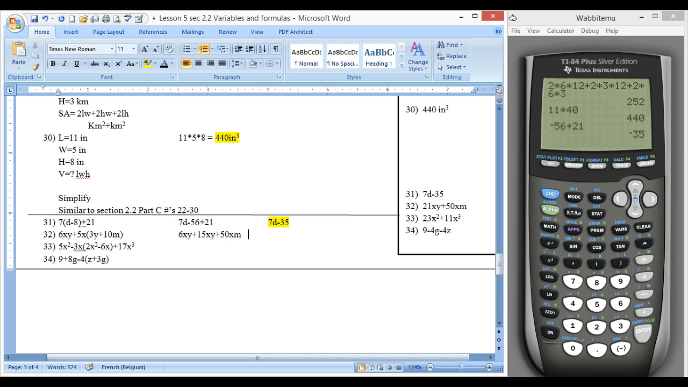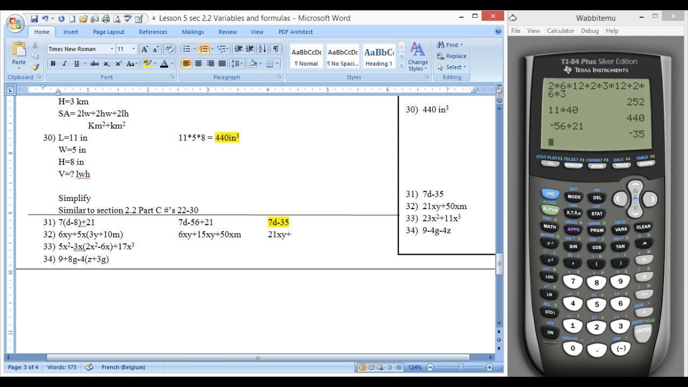Okay, now I look through and see, can I combine anything? In this one, I can. I combine the xy with the term with the xy. Those are called like terms. So I get 6 plus 15, which is 21, xy.